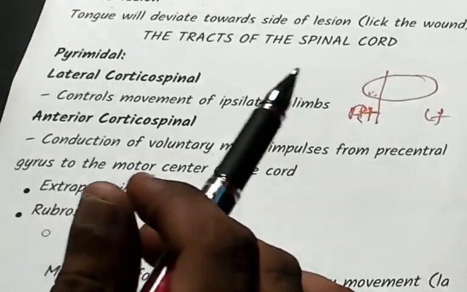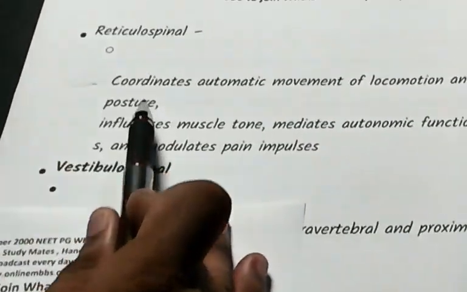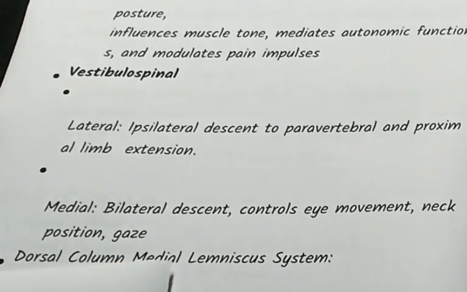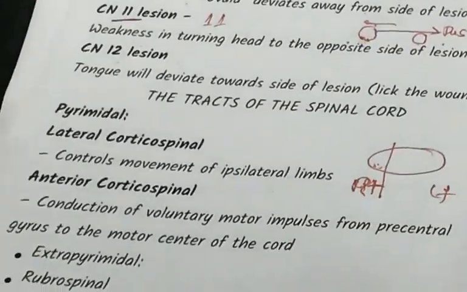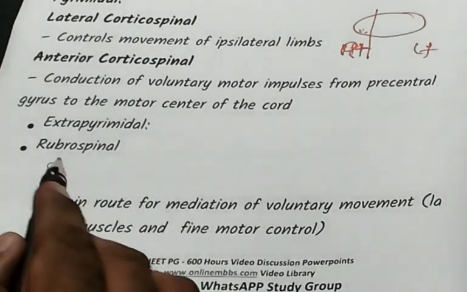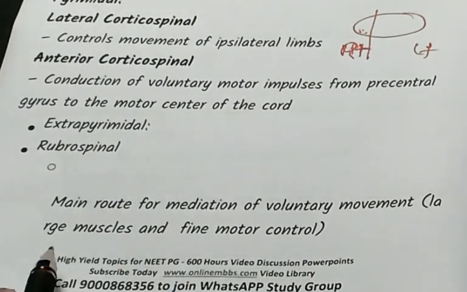Rubrospinal, reticulospinal, vestibulospinal. These are all the important extrapyramidal tracts. Now, rubrospinal, from where does it come? Red nucleus to spinal cord.